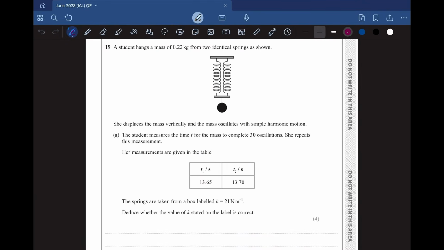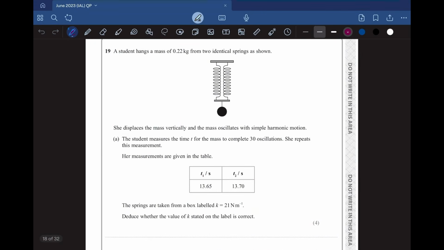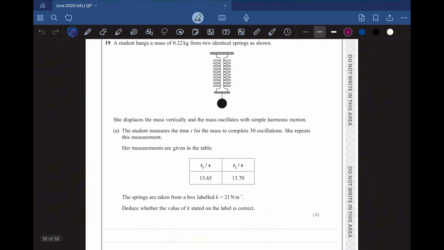This question says a student hangs a mass of 0.22 kg from two identical springs as shown. She displaces the mass vertically and the mass oscillates with simple harmonic motion. The student measures the time for the mass to complete 30 oscillations. She repeats this measurement. Her measurements are given below. So basically she has given the time for two measurements.